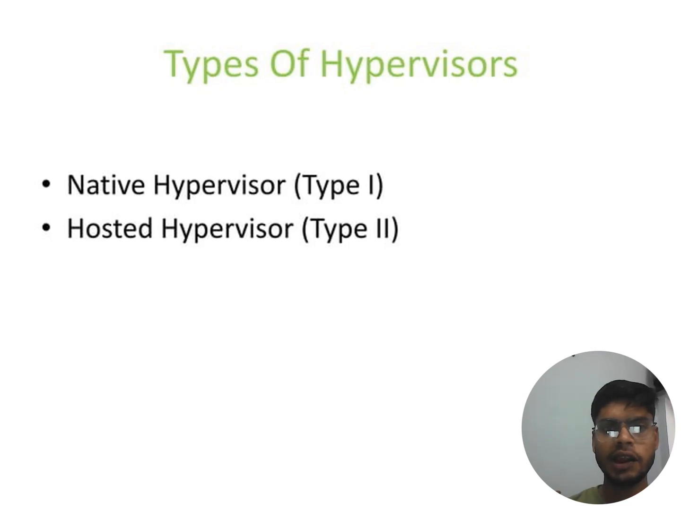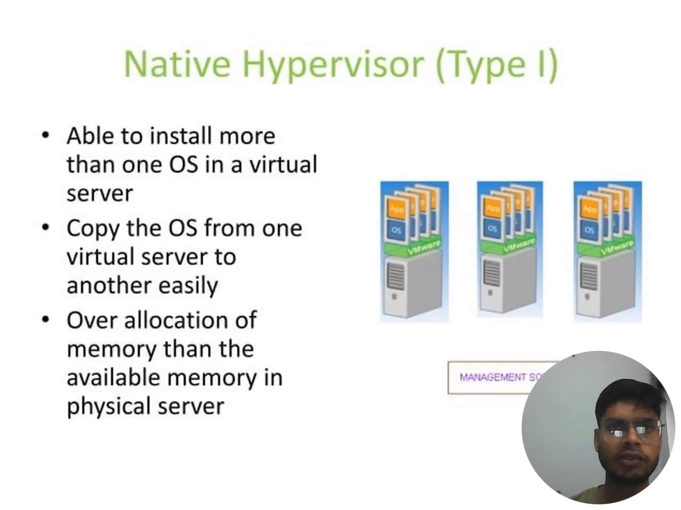The first is the native hypervisor, type 1. The second is the hosted hypervisor, type 2. For the native hypervisor type 1, the following can be done: able to install more than one OS in a virtual server, copy the OS from one virtual server to another easily, and over-allocate memory beyond the available memory in the physical server.